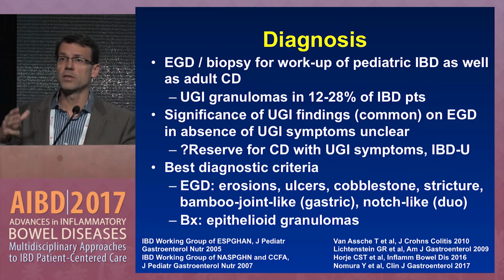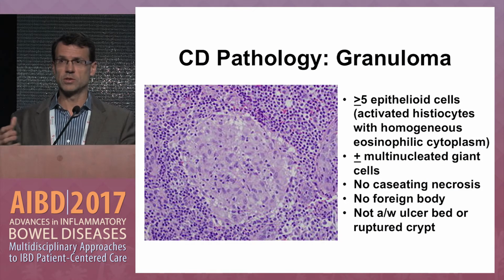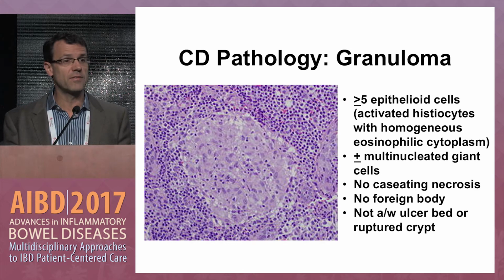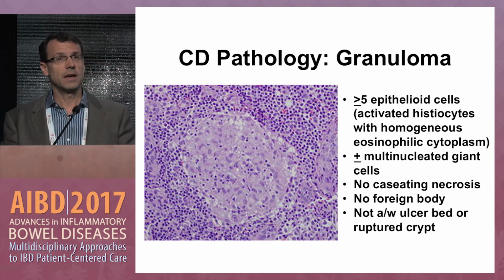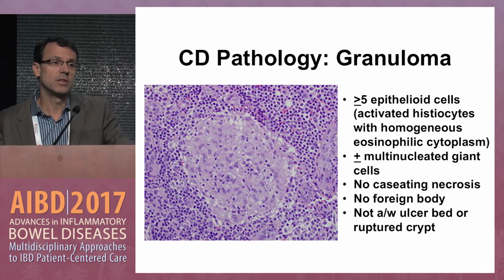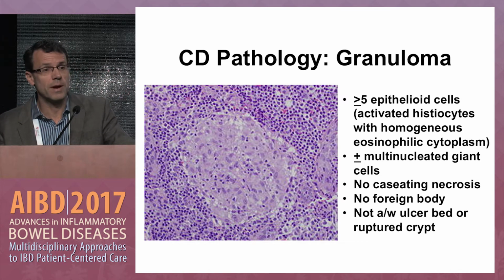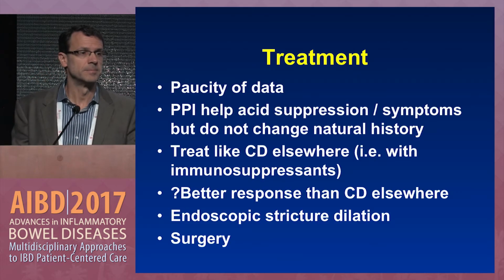And on biopsies, by far the best diagnostic criterion is the presence of epithelioid, true Crohn's granulomas, which, to remind you, is this. So the true Crohn's granuloma is an epithelioid granuloma, which is comprised of at least 5 epithelioid cells. And epithelioid cells are activated histiocytes with homogeneous eosinophilic cytoplasm. It can be with or without the presence of multinucleated giant cells, but importantly, there's an absence of caseating necrosis or foreign body reaction, and it's also not associated with an ulcer bed or ruptured crypt when you see crypts further down in the bowel.